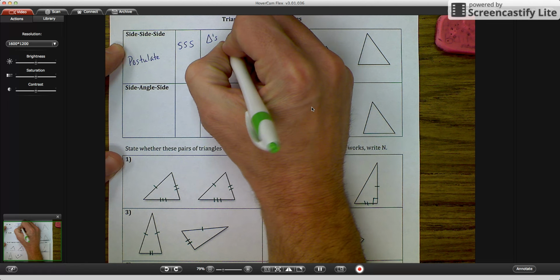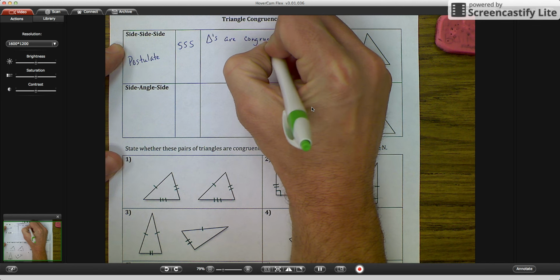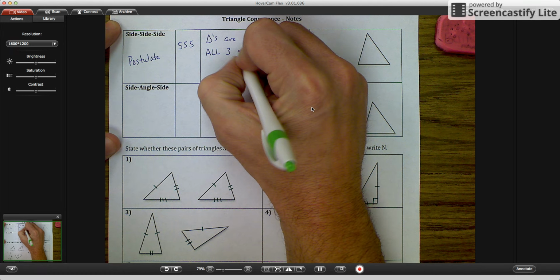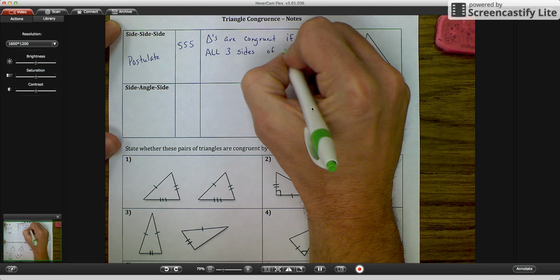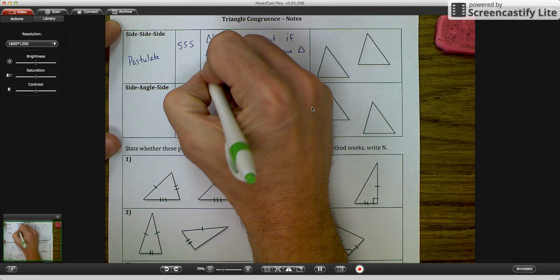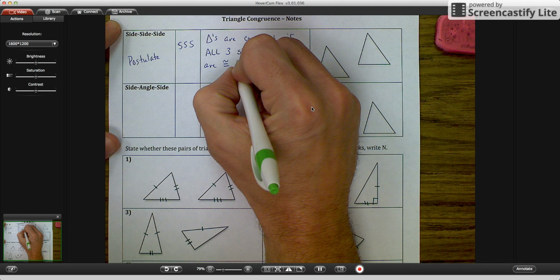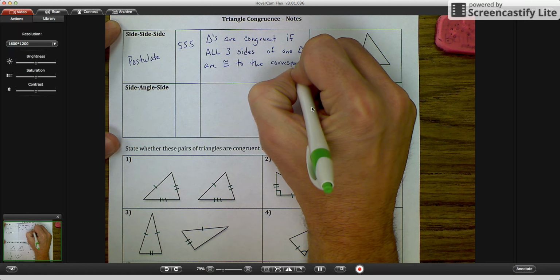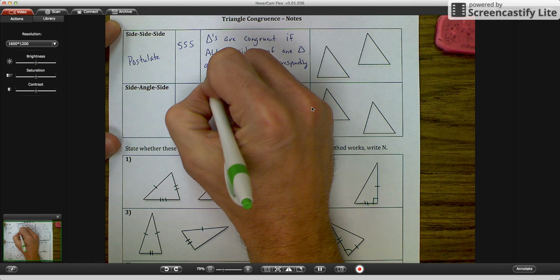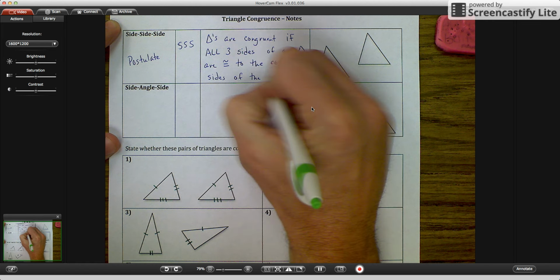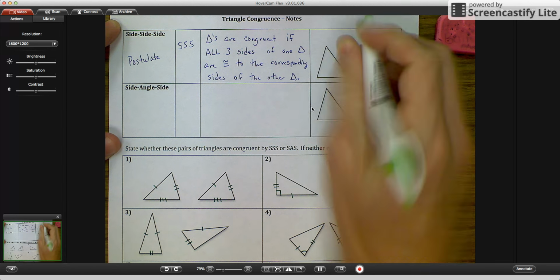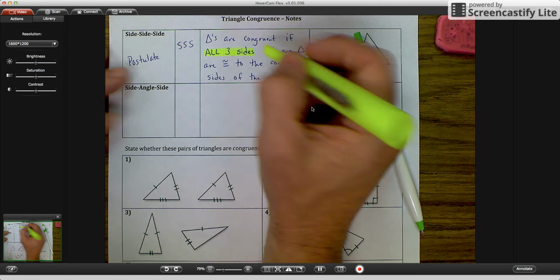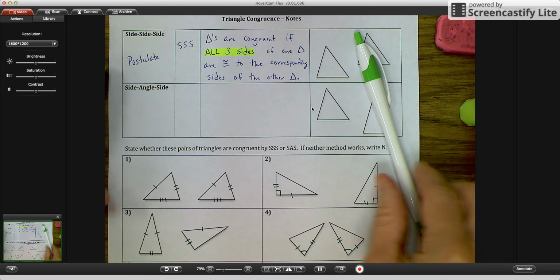It says triangles are congruent if all, I'm going to capitalize all, 3 sides of one triangle are congruent to the corresponding, there's that word corresponding again, sides of the other triangle. I'm going to put my pen down and get my highlighter, because these 3 words right here, all 3 sides, are very important. All 3 sides of one triangle are congruent to the corresponding or same sides of another triangle.